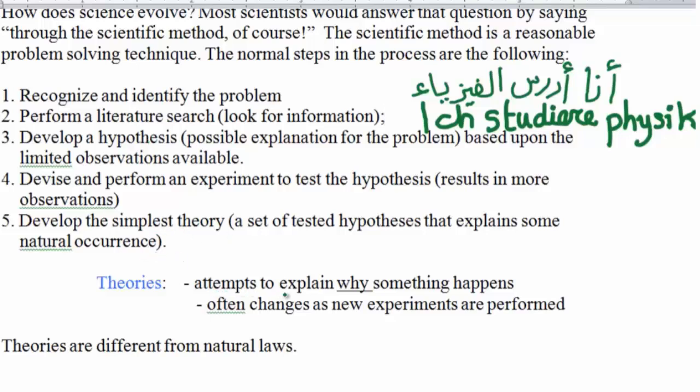Define theory as an attempt to explain why something happened. In that case, for example, why the car did not work. And it often changes as new experiments are performed. So usually theories are not static. They are an attempt to explain why something happened. But it's very much substantiated by the scientific process, mainly experiments. It's supported by repeatable, reproducible experiments.